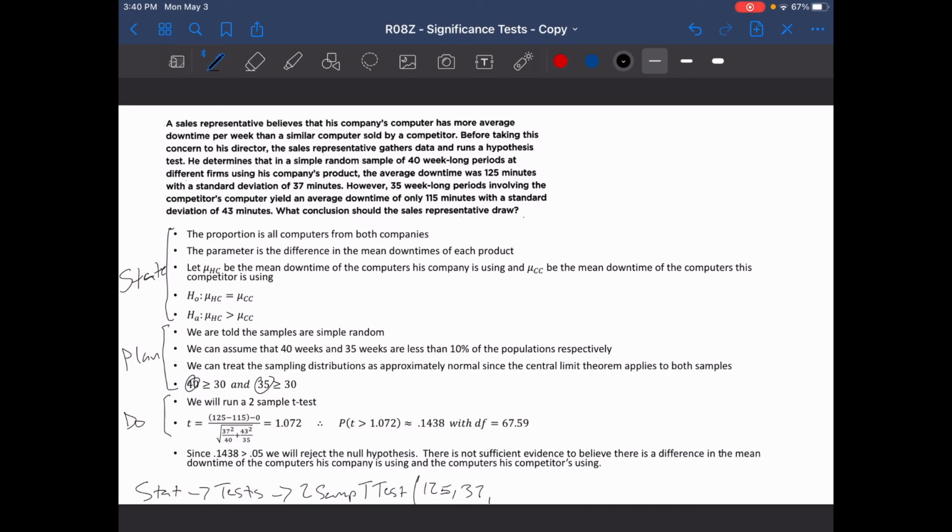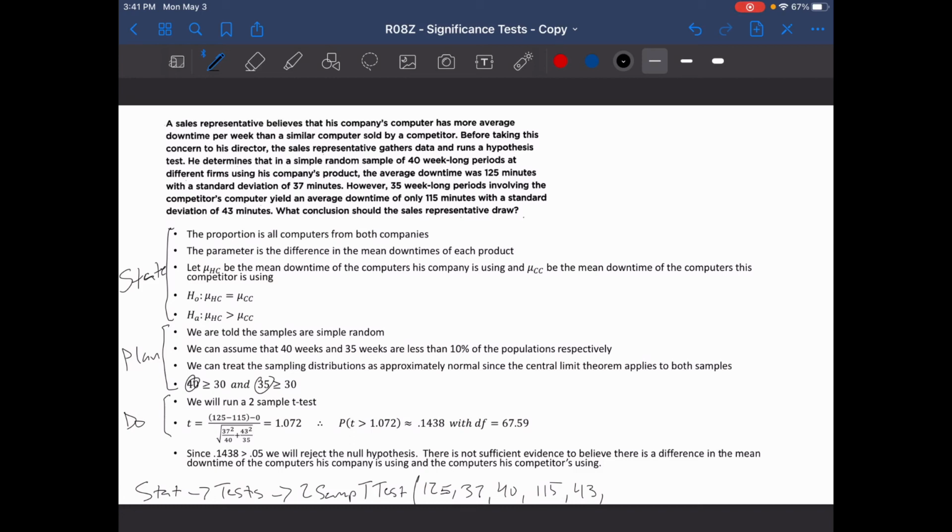Our second sample mean is going to be 115. Our standard deviation is going to be 43 minutes. And our second sample has a size of 35 in this case. What we are wanting to do is say that our mean of sample 1 is greater than our mean of sample 2. Go ahead and hit calculate right there, and that should give us our exact values for that.